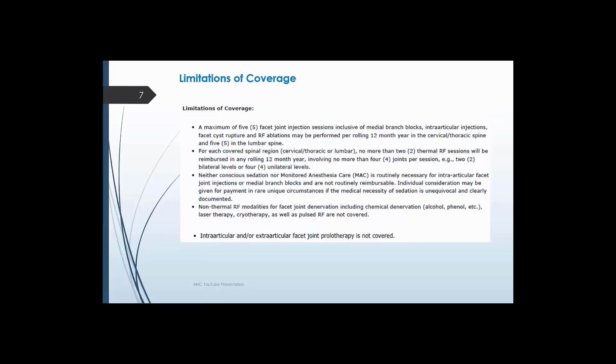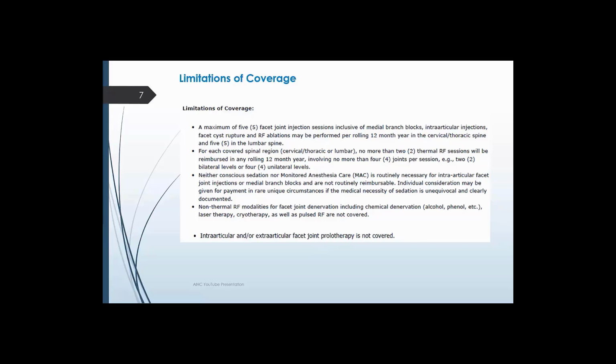Then I like to look at the limitations of coverage. So if I've met the indications, the provider meets any restrictions and qualifications, then I like to look at the limitations. There has to be a maximum of 5 facet joint injection sessions, inclusive of medial branch blocks, intra-articular injections, facet cyst rupture, ablations may be performed per rolling 12-month year in the cervical thoracic spine and 5 in the lumbar spine. So this is very, very specific.